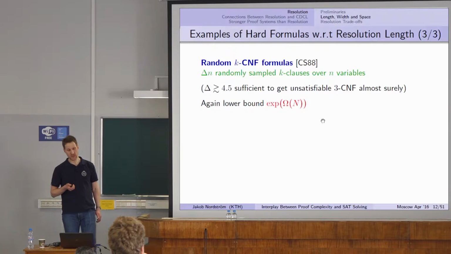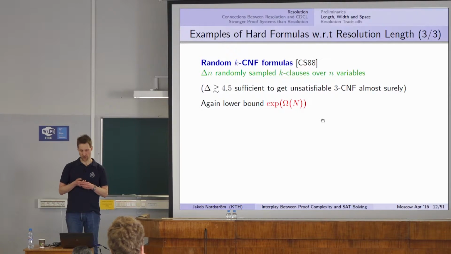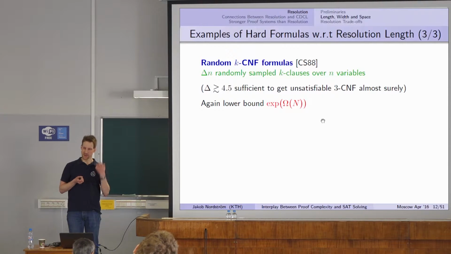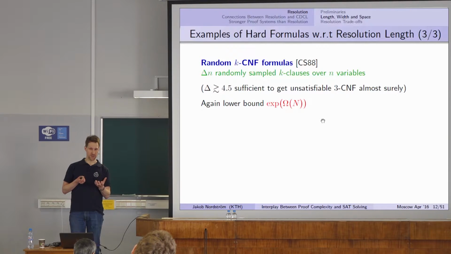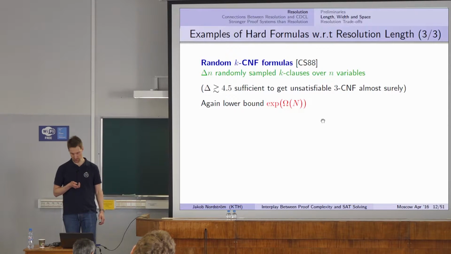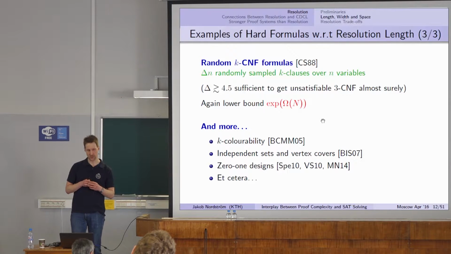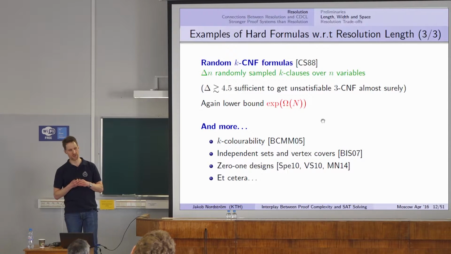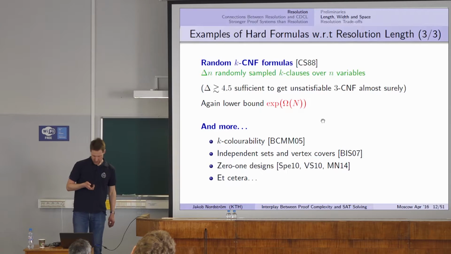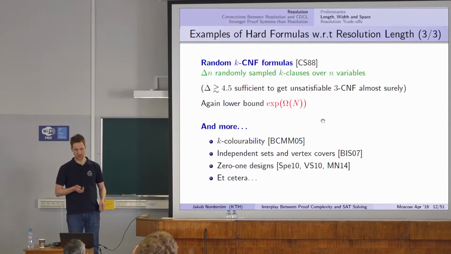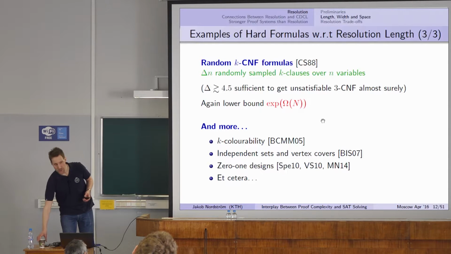And then, as was already mentioned, another good example of hard formulas is just to sample them randomly. Take n variables, sample randomly 4.5 times n random 3-clauses. That formula will be unsatisfiable with overwhelming probability. It will also be super hard, exponentially hard for resolution. And there are many others. You can write down things like other NP-hard problems: k-colorability, independent set, vertex cover. There are some other interesting formulas that I won't have time to talk about. But the list just goes on and on. So resolution is a fairly well-studied proof system.